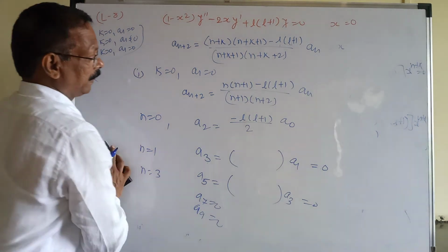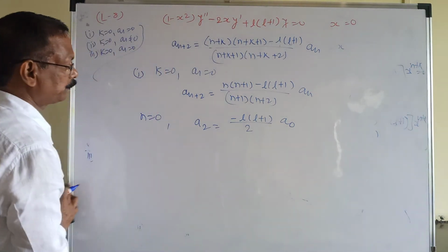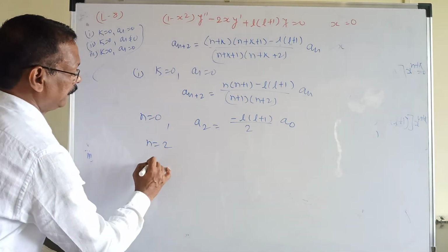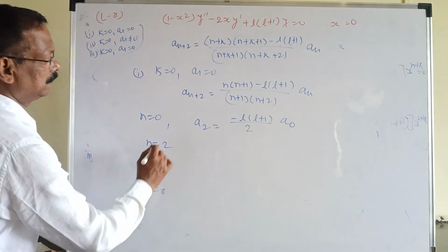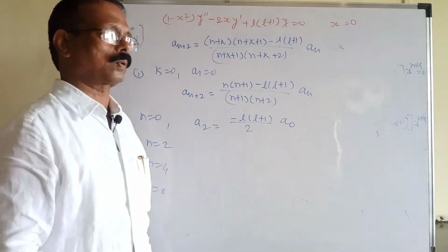So what we have to calculate here? We have to calculate only n is equal to 2, n is equal to 4, n is equal to 6. We can make some calculation. So it is homework for you.